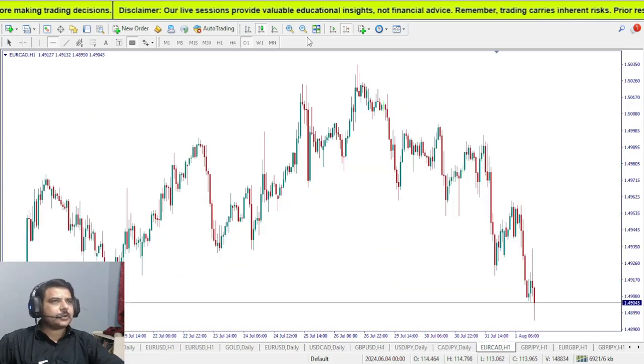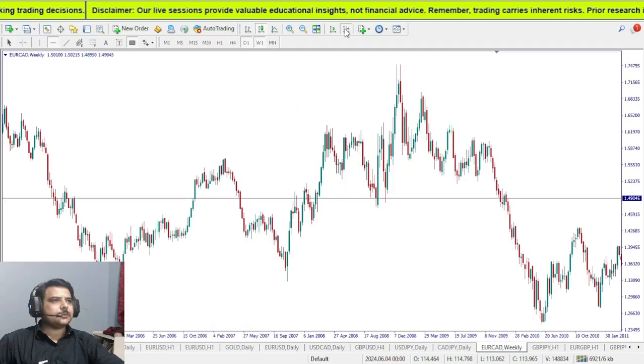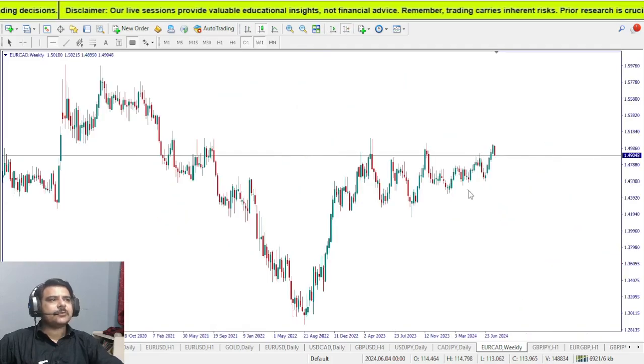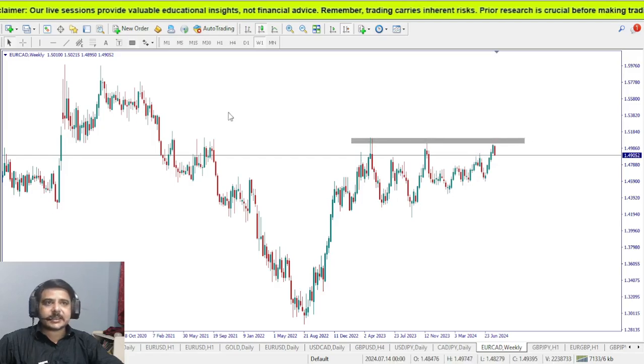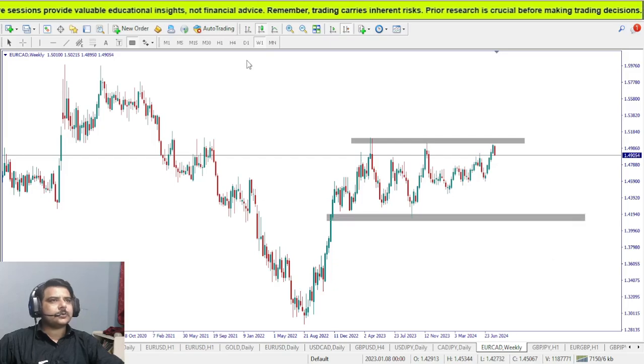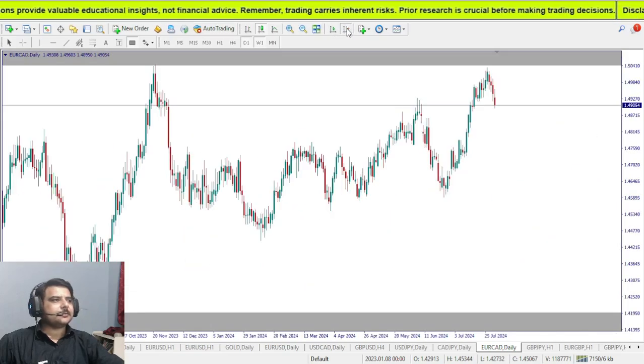Moving on to the Euro CAD, and right here on the weekly time frame, it is so much ups and down and so much zigzaggy. So right here if I show you, this is going to be the all-time support for me. And on the daily time frame, yes, there is this support, a very fantastic one.